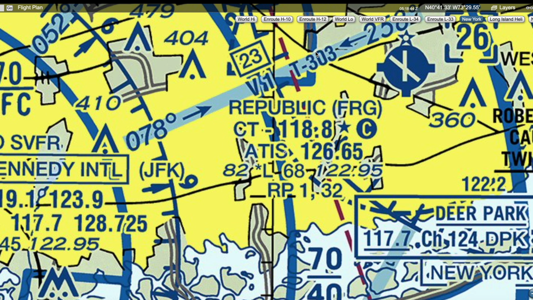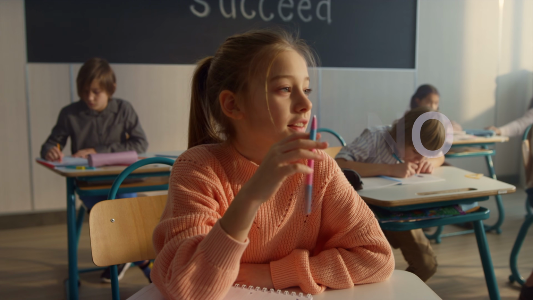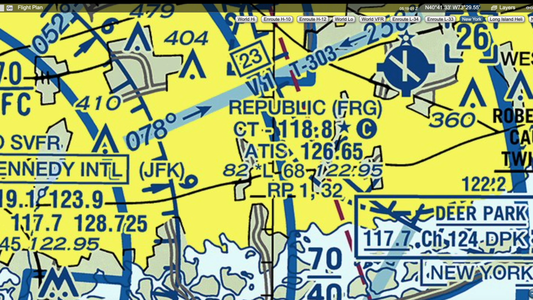Now, here's a question I'm going to make you think a little bit. Are there any other runways at Republic Airport? Well, let's do this. Raise your left-hand traffic pattern if the answer is yes. Now, raise your right-hand traffic pattern if the answer is no. For those of you who raised your left hand, you are correct. The answer is yes. And the reason for that is because runways are designated by compass coordinates.